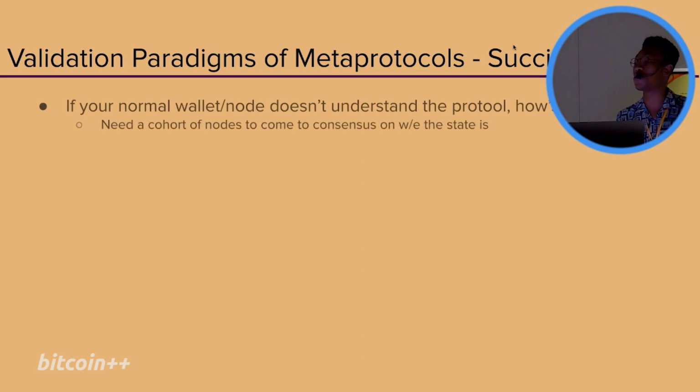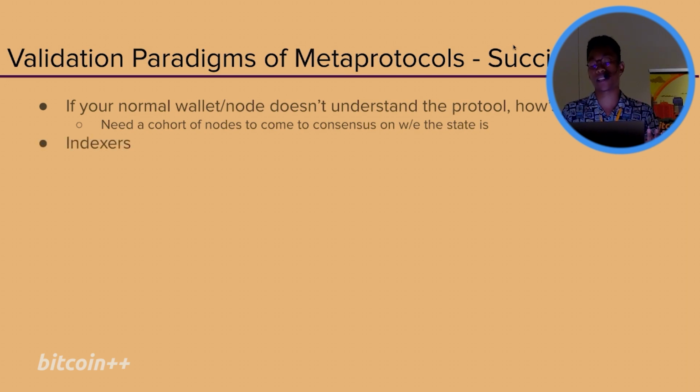But if your wallet doesn't actually understand how the protocol works, the question is, how does it work? You basically need some sort of cohort to come to a consensus state validation to say, okay, how do things actually work today? I think there are two broad categories that people are operating in.